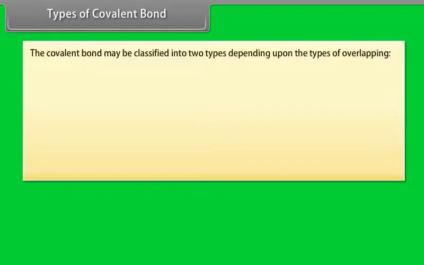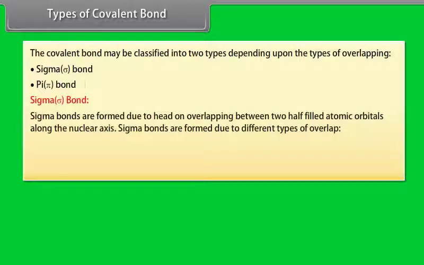Types of covalent bond. The covalent bond may be classified into two types depending upon the types of overlapping: sigma bond and pi bond. Sigma bond. Sigma bonds are formed due to head-on overlapping between two half-filled atomic orbitals along the nuclear axis. Sigma bonds are formed due to different types of overlap.